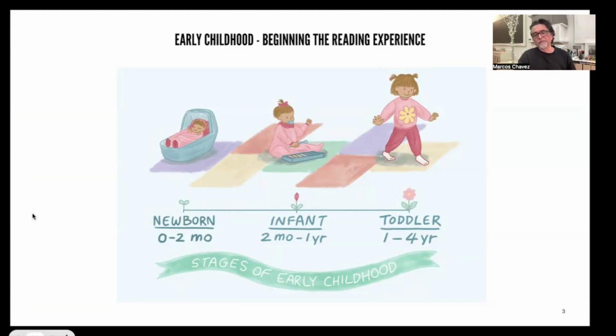In terms of some terms, let's look at the core audience here, which is 0 to 4. We can break them down into three main categories: newborn from 0 to 2 months, then infant from 2 months to the rest of the first year. After the first year, up to year 4, you're considered a toddler. These are the key stages of early childhood that we're interested in.